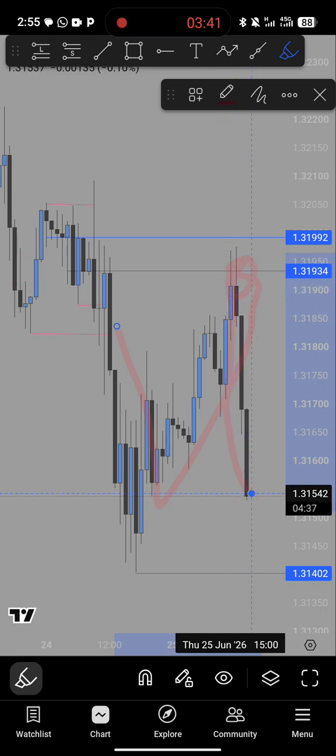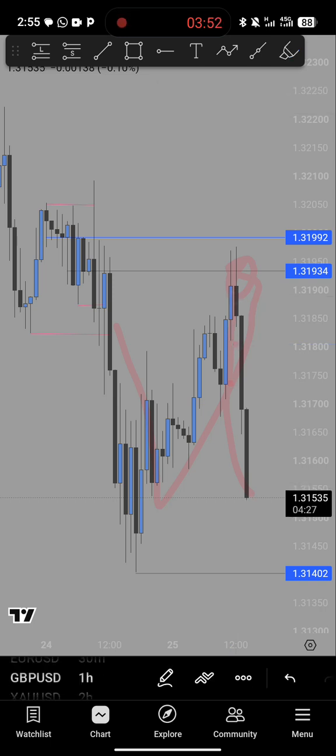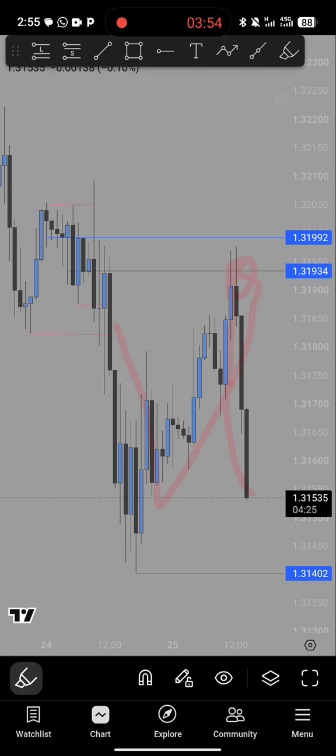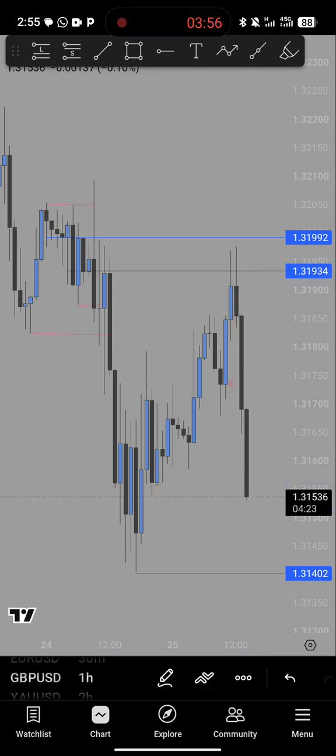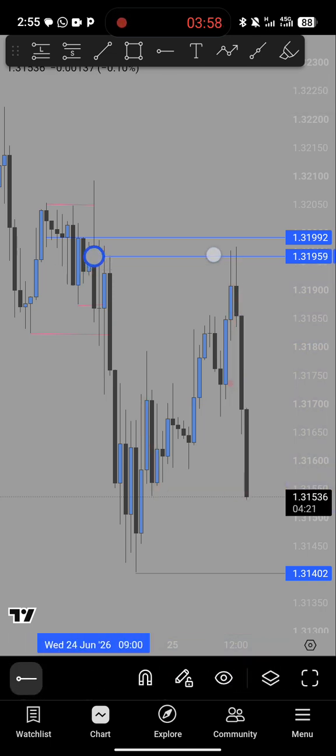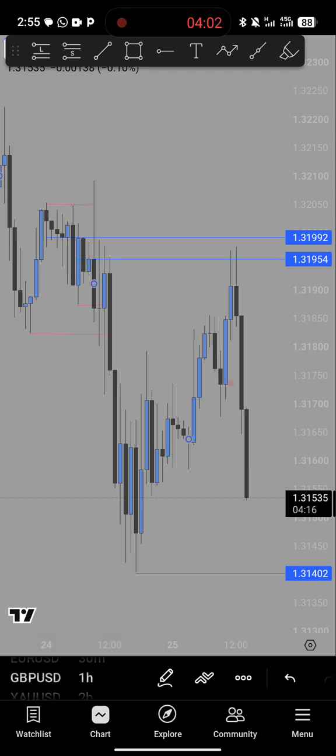So that means we can also refine our point of interest. In refining our order block or open close, our point of interest, I hope you can see it very well. You can refine it to this side.